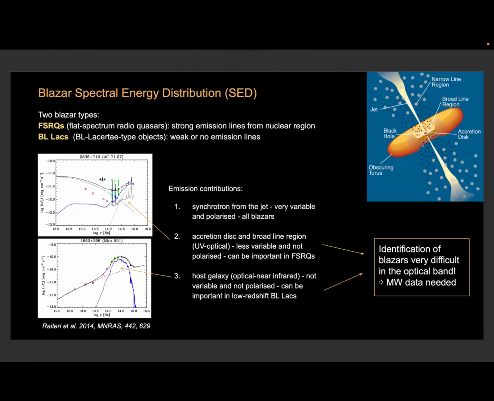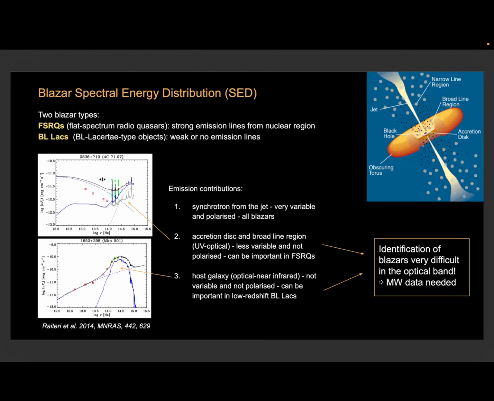Then we have another class of blazars that's called BL Lac objects, and they, by definition, have featureless spectra, and in fact, we don't know the redshift of many of them, or if they do, they have just weak emission lines.